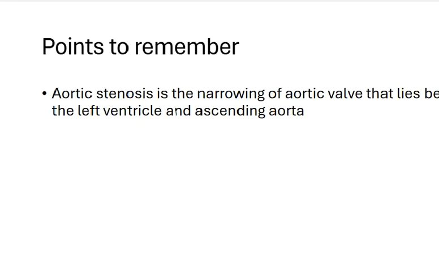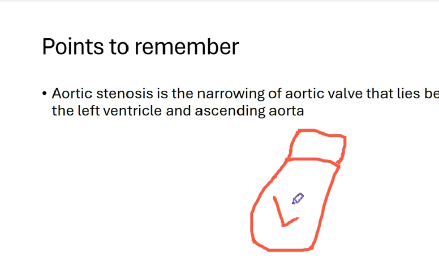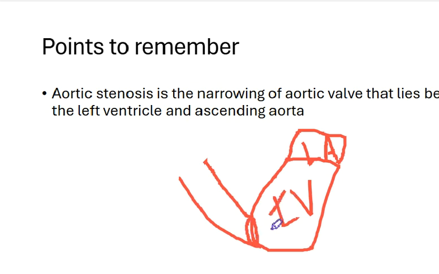Now, what is aortic stenosis? So that is aortic stenosis, the narrowing of aortic valve that lies between the left ventricle and proximal ascending aorta. And if I were to draw and just highlight, this is our left ventricle, which if I write LV, this is our left atrium, and this is our proximal ascending aorta, and this is where the aortic valve sits. So the blood flows in this direction from left ventricle into proximal ascending aorta, and then through to the rest of circulation.